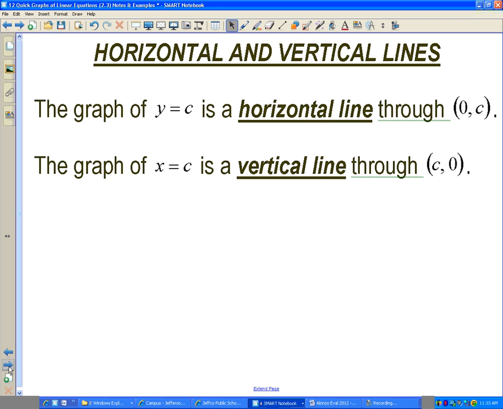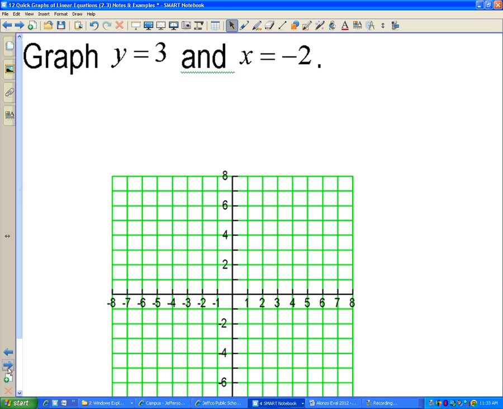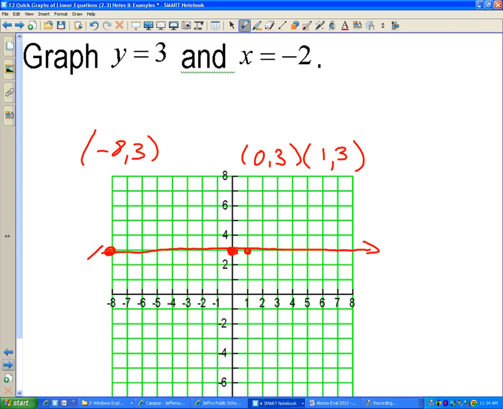Horizontal and vertical lines, last 2 quick graphs. The graph of y equals c is a horizontal line. The graph of x equals c is a vertical line. Y equals 3. Well, I'm going to go to where y is 3. Right here, y is the coordinate (0, 3). But here, y is the coordinate (1, 3). Here, y is the coordinate (-8, 3). But all along here, y is equal to 3. So that's the equation, y equals 3.